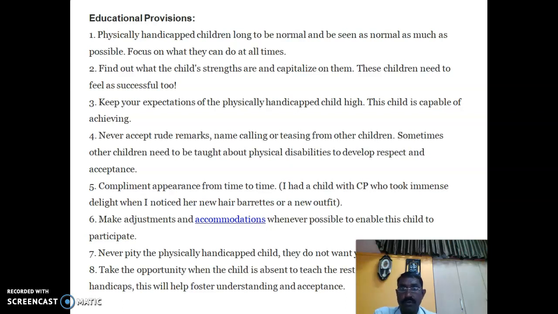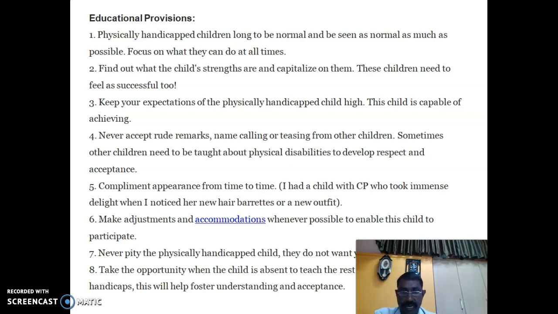Never accept rude remarks, name calling, or teasing. Sometimes other children need to be taught about physical disabilities to develop respect and acceptance. Make adjustments and accommodations whenever possible to enable the child to participate.